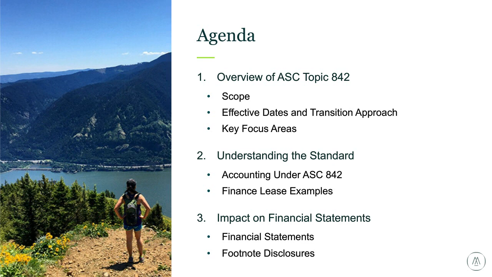Then secondly, we're going to dive a little bit deeper into really understanding the standard. As part of that, what does the accounting look like under 842, and we'll actually go through a couple of examples to help understand that. Obviously, there's a lot of different variations in leases and lease agreements. We won't have a chance to go through all of those today, but we will have an opportunity to look from both a lessee and lessor perspective and highlight a couple of those things, including these examples.